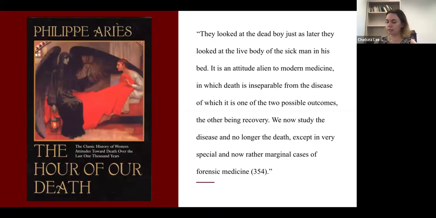Quote, "They looked at the dead body just as later they looked at the live body of the sick man in his bed. It is an attitude alien to modern medicine, in which death is inseparable from the disease of which it is one of the two possible outcomes, the other being recovery. We now study the disease and no longer the death, except in very special and now rather marginal cases of forensic medicine."